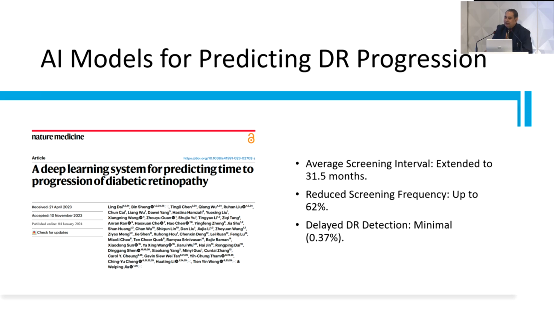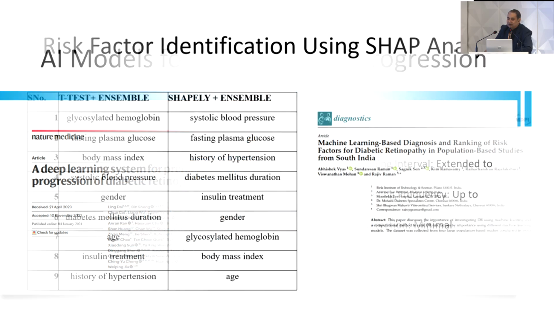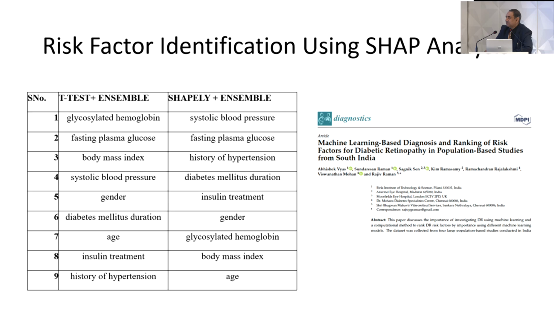We also tried developing, with Professor Tien Wong, an algorithm which could predict diabetic retinopathy progression. Again, this was a multicentric study, and in our population-based data from the Indian population, we could show that we could increase the screening interval by about 32 months, and the delayed detection rate was only 0.37%, meaning now you take a baseline photograph, and you can say what will happen at 4 years. How these would all be translated is a real challenge.